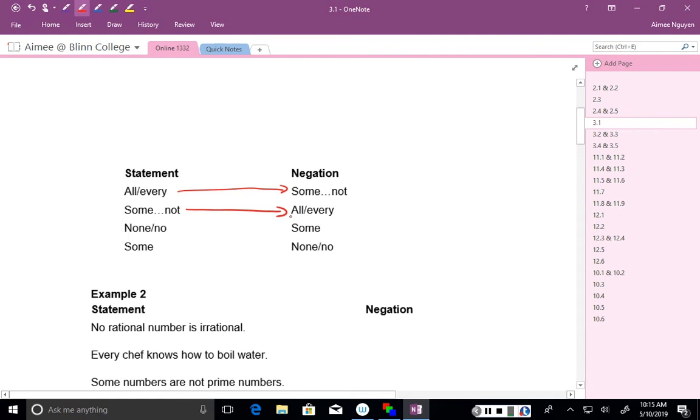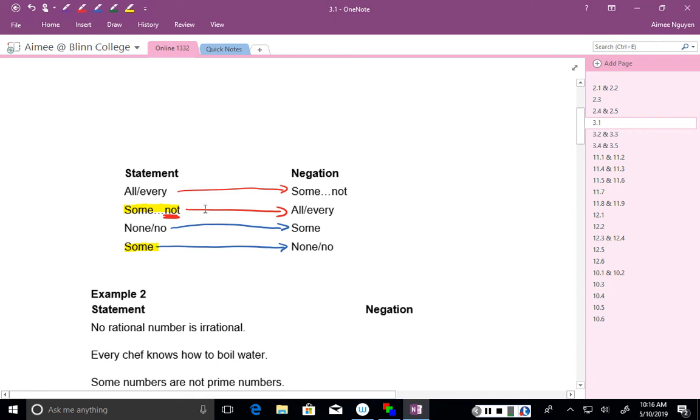So that also means that if nobody at Blinn wanted to go to A&M, the opposite of that would not have to be that everybody does. It would just be that there's at least a few people here that do. So the opposite of none or no is just that some do. And again, it works both ways. So the opposite of some would be that none do. So the hardest part here is that some is used twice. It's some or it's some do not. So you have to be careful and look for this extra not somewhere in the sentence.